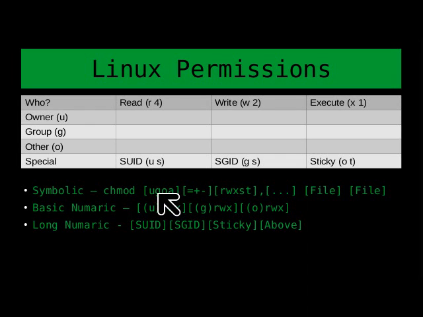So yeah, let's take a look here. We've explained U, G, O, A. And so the operators: equals means I'm going to set these permissions. I'm making these guys equal these permissions as I'm setting them. To use plus means I'm just going to be adding certain permissions. And to use minus means I'm taking away permissions. Say I don't want everyone else to be able to execute this anymore.